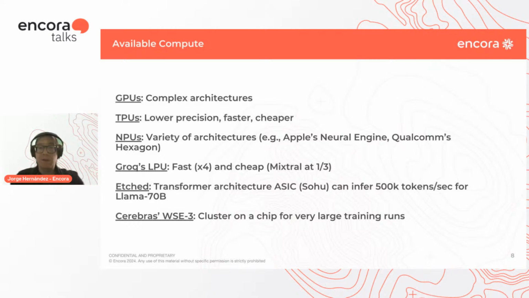So on compute, modern GPUs have grown even more complex. Now you can find that, for example, the H100 has multiple levels of memory, L2, different types of HBM, different kinds of cores, both Tensor and CUDA cores. And of course, you also have a multitude of different chips that you can use besides the GPUs. You have Google's TPUs, which offer lower precision and are faster and cheaper, but are less precise. So you've got NPUs, a variety of architectures.